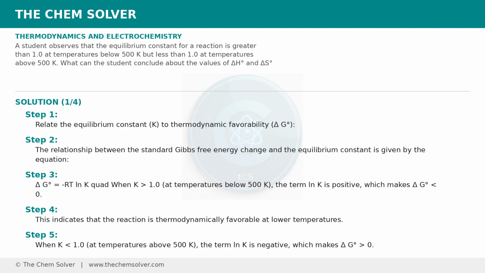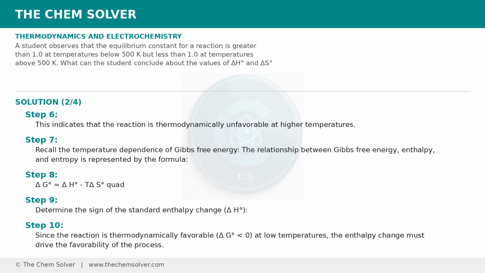When K is less than 1.0 at temperatures above 500 Kelvin, the term ln K is negative, which makes delta G degrees greater than 0. This indicates that the reaction is thermodynamically unfavorable at higher temperatures.